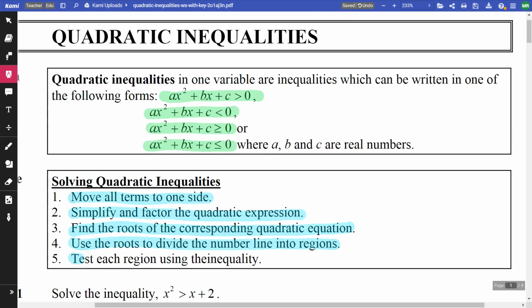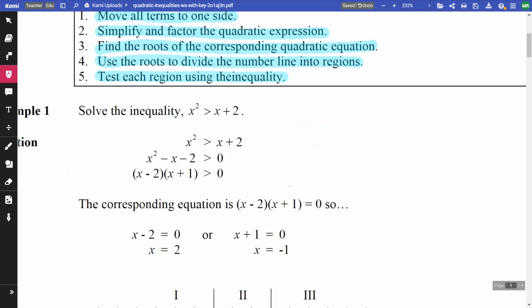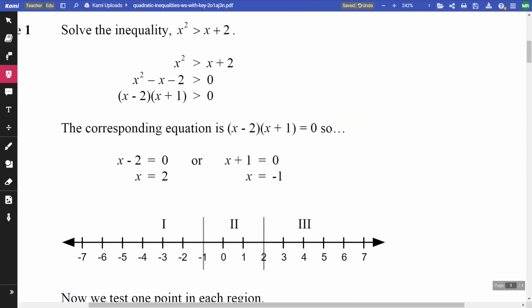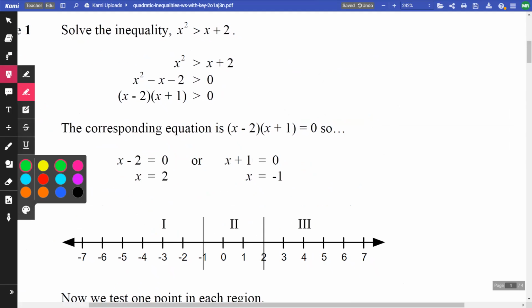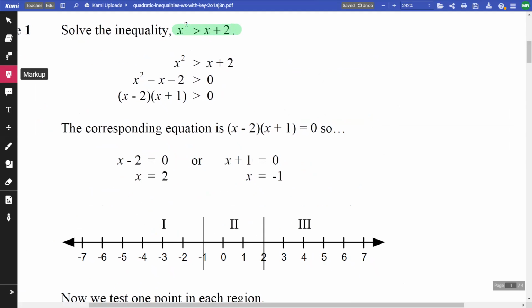And then here they say test each region using the inequality. We're going to use where I draw a parabola to figure out where it's above, below, or at 0. So they give this as an example here. They have x squared is greater than x plus 2. They subtracted the x and subtracted the 2 to get it to be this, and then factored it: x minus 2, x plus 1 is greater than 0.